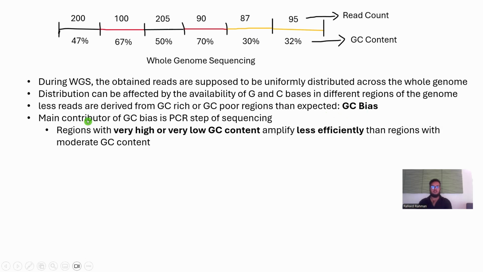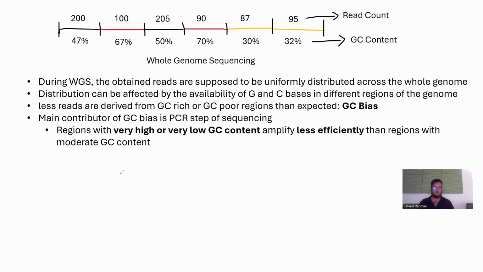Now, why does this happen? The main contributor of GC bias is the PCR step of sequencing. I talked about the PCR step in a previous video. PCR is the polymerase chain reaction, which is used to amplify input DNA, right? Because we obviously give a small amount of DNA, and amplify it in order to sequence it properly. Now, this amplification efficiency depends on the GC content of different regions. So if some region of the DNA has high GC or very low GC, then that portion is not amplified that much. So understand that this GC bias is actually an artificial bias. It is not something biological, and we definitely have to account for it. That is the important thing.